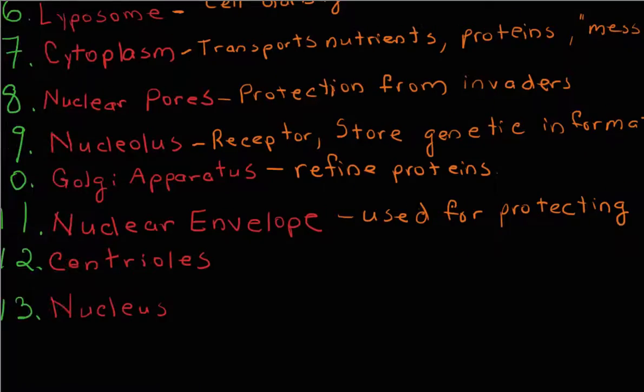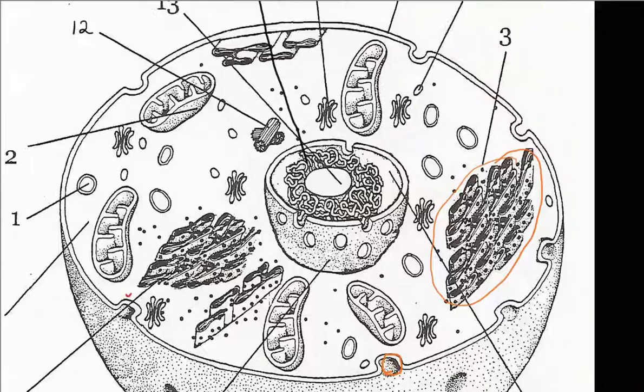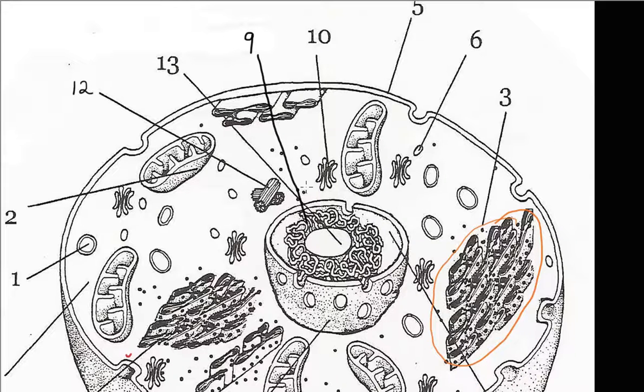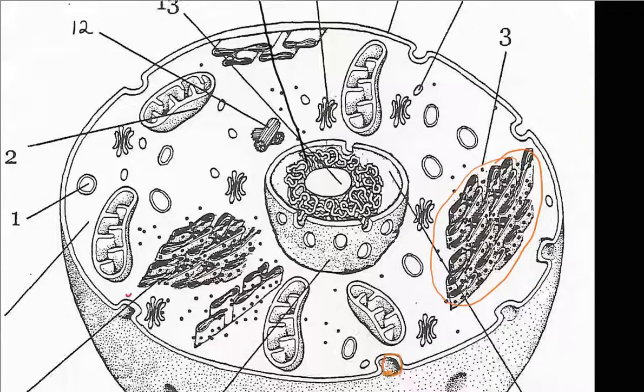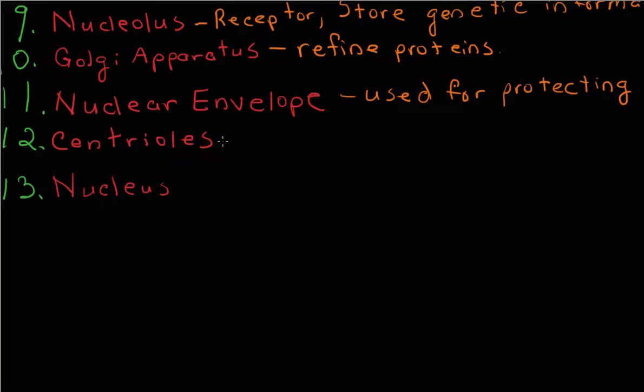All right, two more. Number 12 and number 13. Number 12, the centrioles. These are used when the cell is ready for cell division. These are used to cleave the cells apart and make them into two. So I would say the centrioles are used for cell division.